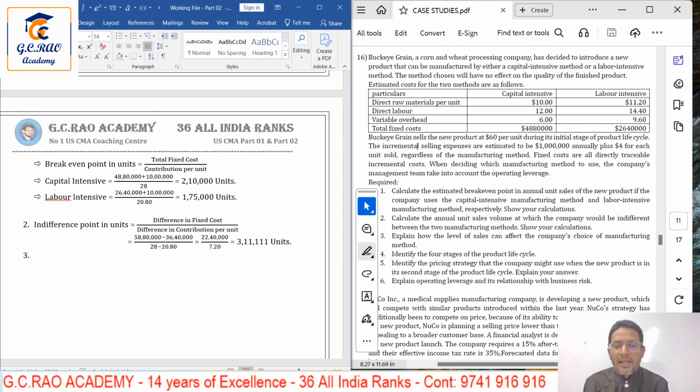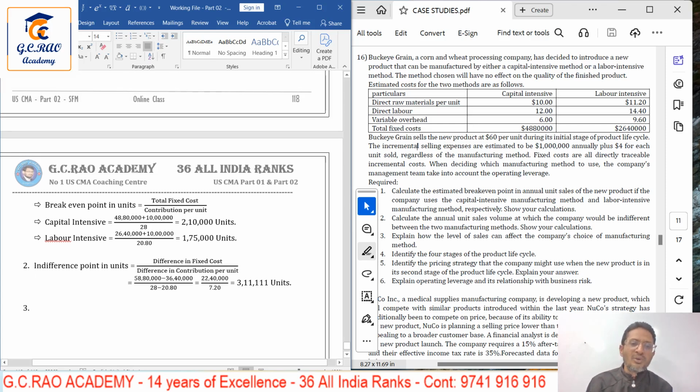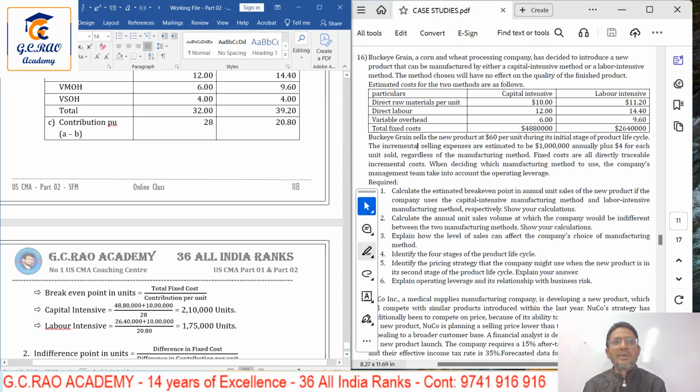Next item. Explain how the level of sales can affect the company's choice of manufacturing method. Below the indifference point, the option which carries a lower break-even point will be profitable. In case estimated demand of your product is less than 3,11,111, which method of production is advisable? Lower BEP is what? Labor intensive. And in case estimated demand is above the indifference point, select the option which has a higher contribution per unit. So which has a higher contribution per unit? Capital intensive.